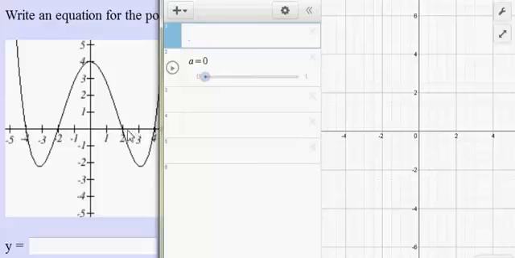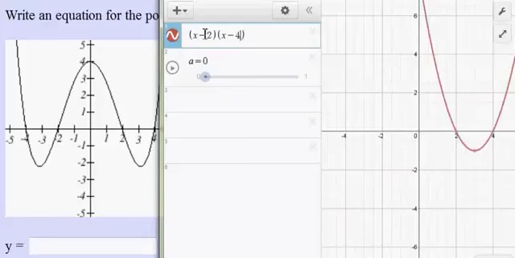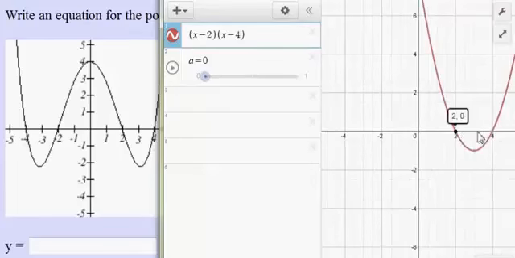Since the graph crosses at x equals positive 2, I'm going to write a linear factor x minus 2, and I'm going to do the same thing and make a linear factor for x minus 4. Notice I changed the sign on the x-intercepts from positive 2 and positive 4, and in the equation I made it a minus 2 and a minus 4, and that had the desired effect of getting these two x-intercepts.